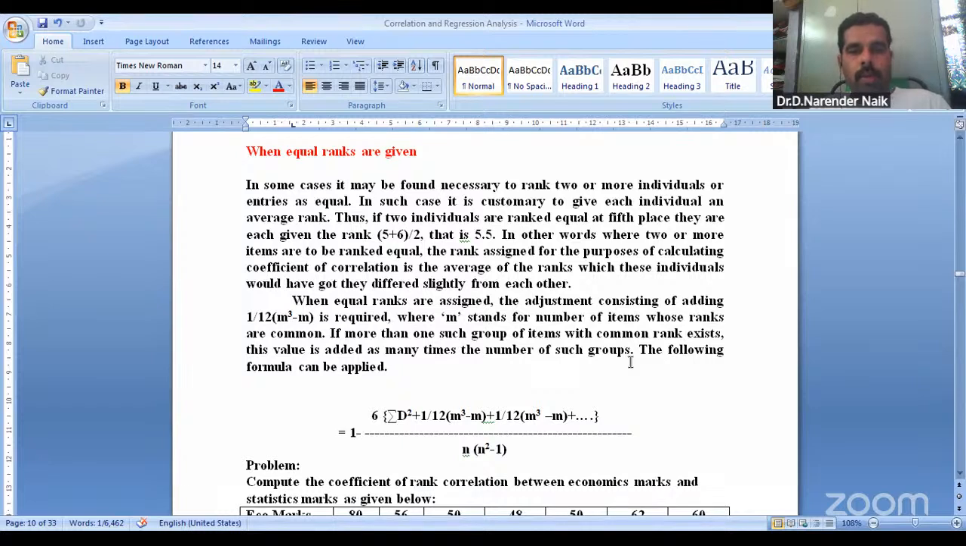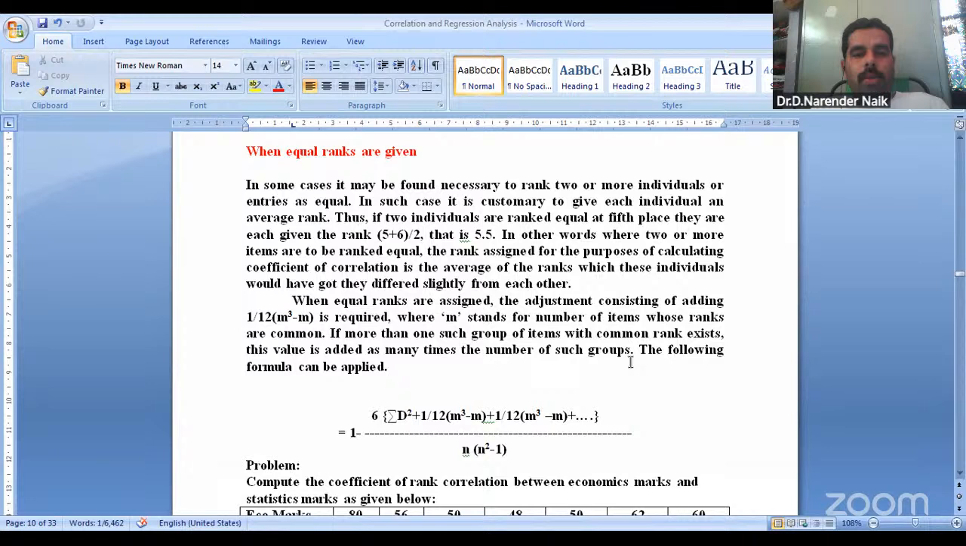In other words, where two or more items are to be ranked equal, the rank assigned for the purpose of calculating coefficient of correlation is the average of the ranks which these individuals would have got if they differed slightly from each other. When equal ranks are assigned, the adjustment consisting of adding 1 by 12 m cube minus m is required, where m stands for number of items whose ranks are common.